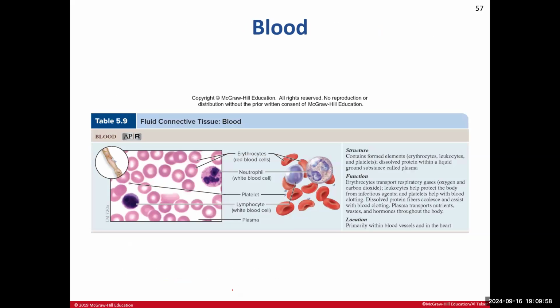This picture here, we saw this before. Here's a nice picture of a blood smear. You can see the predominant cell type in our blood connective tissue is going to be the red blood cell, the erythrocyte. Then we'll have some white blood cells, and again, you should have some platelets in here. You can't see it the best, but there's a little platelet cell fragment right there.